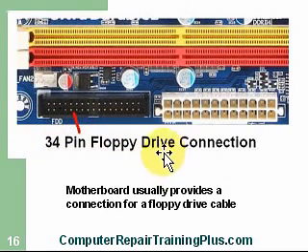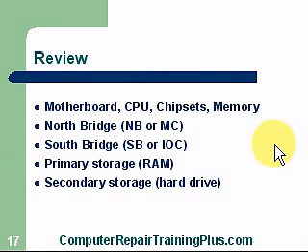In review: motherboard, CPU, chipsets, memory. Remember that the chipsets are there to support the CPU. We have a north bridge, or memory controller, that supports the RAM memory and the video card, and the south bridge supports everything else on the computer. Primary storage, remember this, is the RAM. Secondary storage is the hard drive.